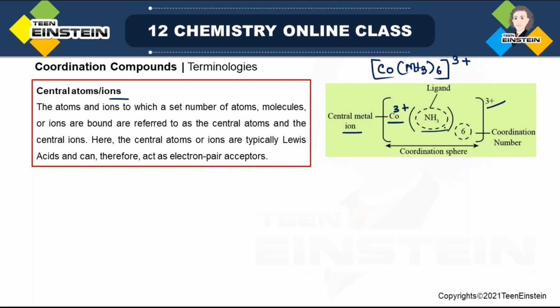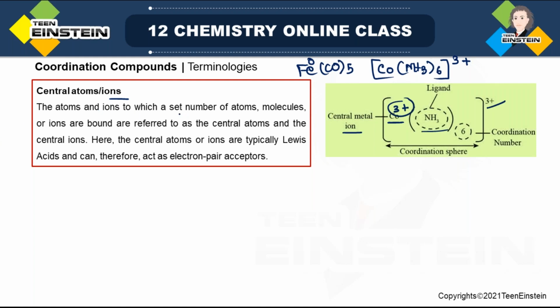Ammonia has no contribution for charge because it is neutral. So whatever charge is mentioned outside the coordination sphere will be directly on the cobalt. Okay. So it is carrying some charge, so that is why it is ion. But suppose if it is neutral, for example, Fe(CO)5, 5 carbonyl ligands attached to Fe. Now carbonyl is neutral and overall the molecule is also neutral. That means here the oxidation state of iron is 0. So in this case, you will use the term central atom, not ion. But if it is carrying some charge, you have to call it central metal ion.